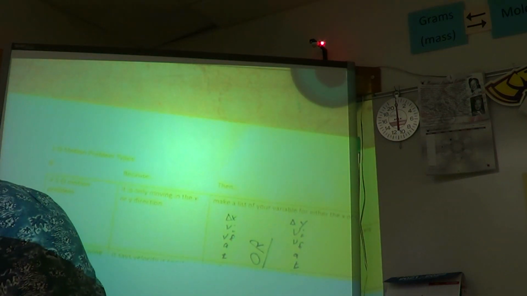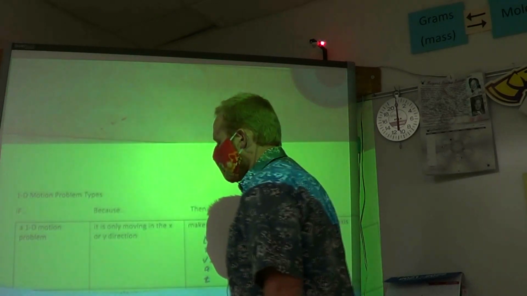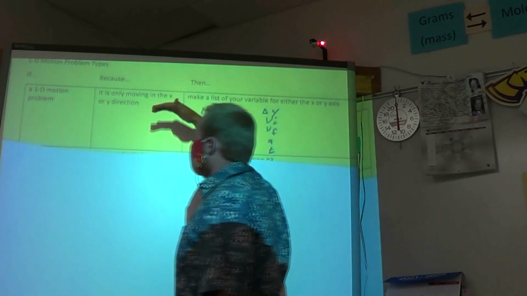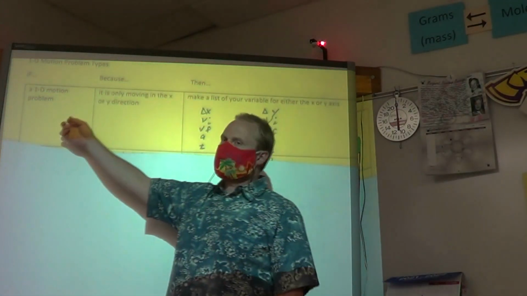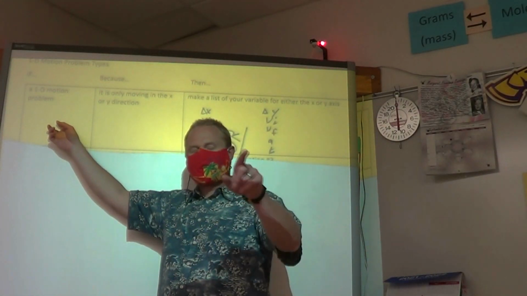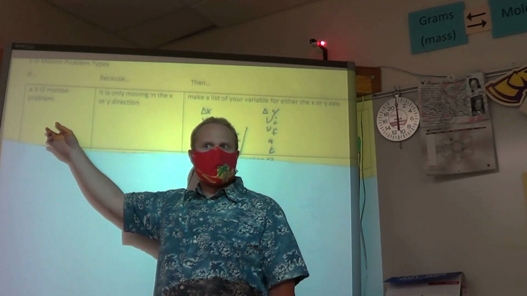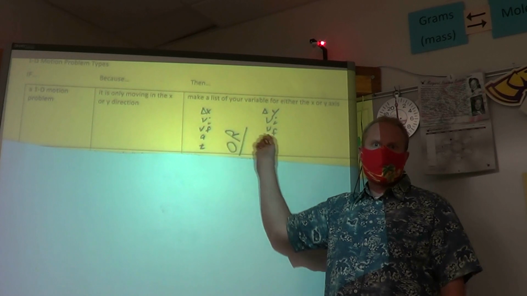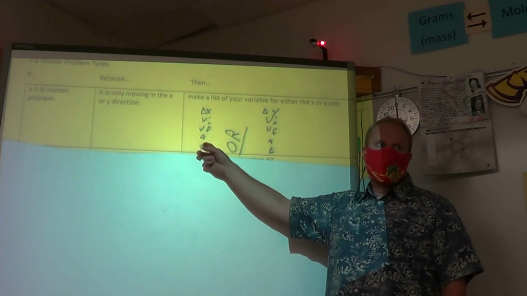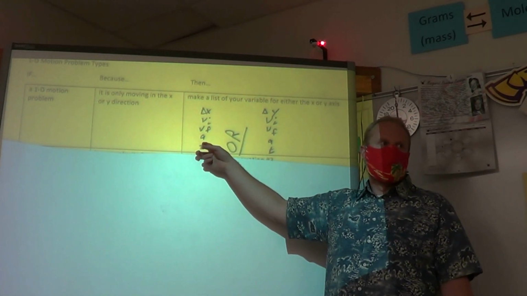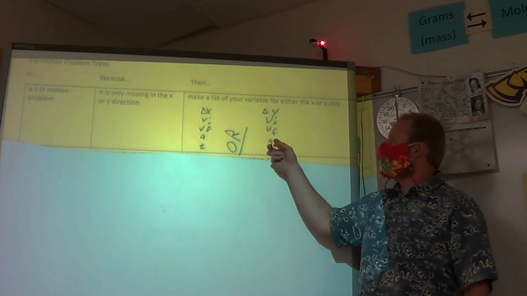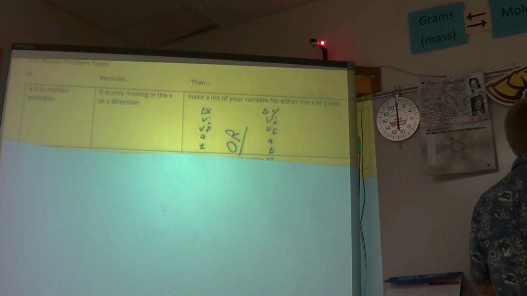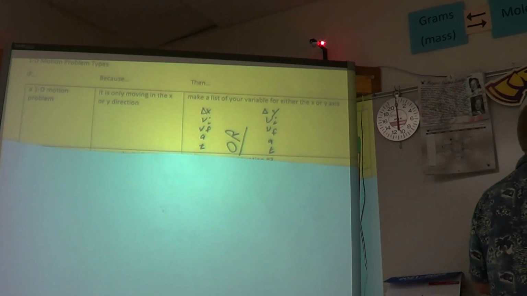So again, this problem type sheet is meant to be helpful in setting these problems up, and it's a series of yes-no questions. Is this a 1D motion problem? Yes. So we have to make one of these 2 lists. Which one are we going to make, the y or the x? The y. Why the y? Vertical, right. So we're going to make this list of variables.